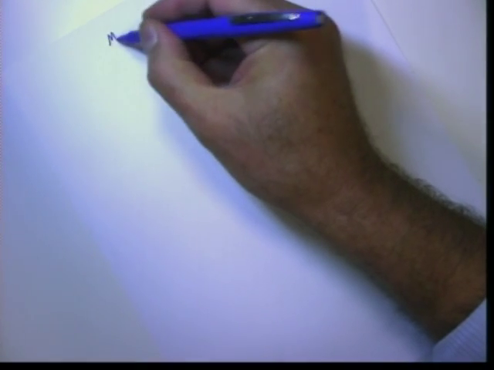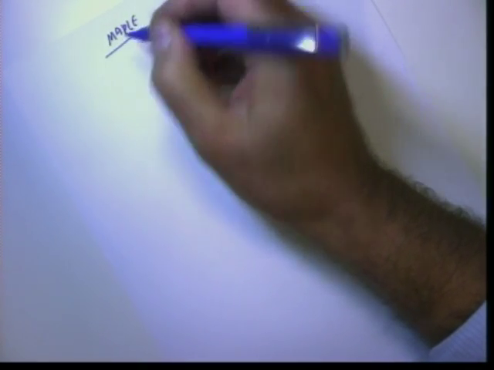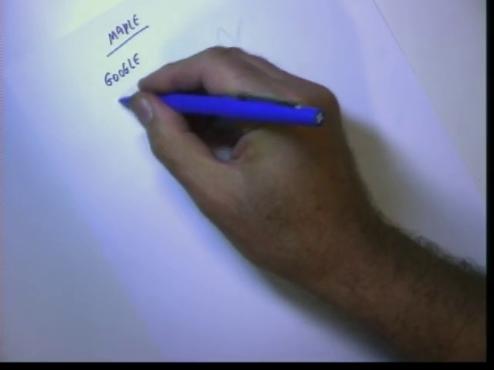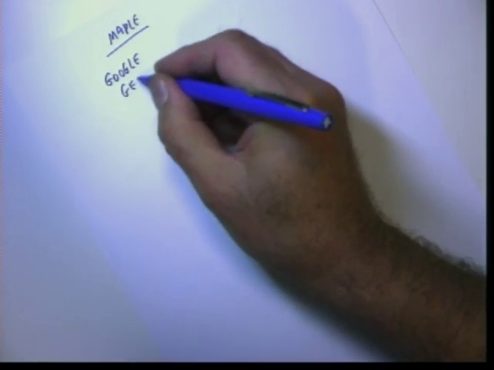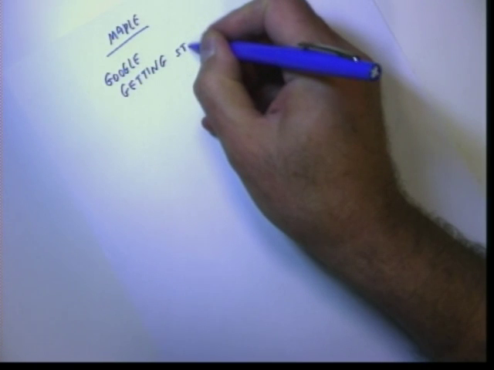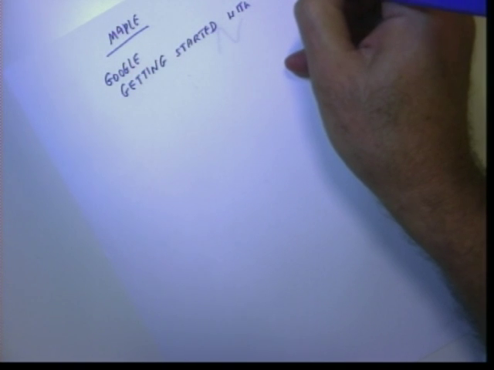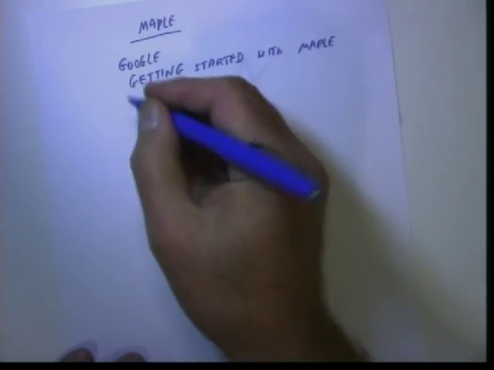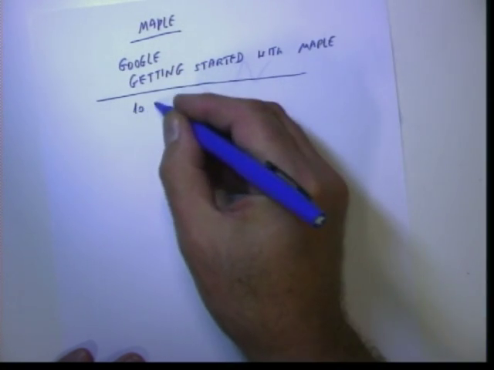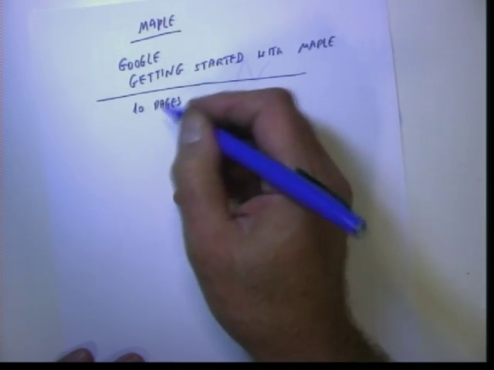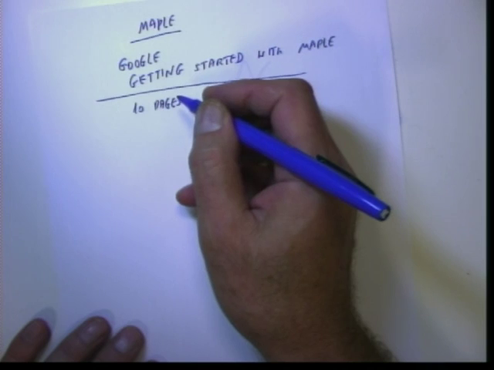So first of all, about Maple. I would like you to get to Google. There you type, "Getting started with Maple." Okay. Getting started with Maple. And that is about 10 pages. You can transport this material to your email account. And it contains quite a lot of information about Maple.